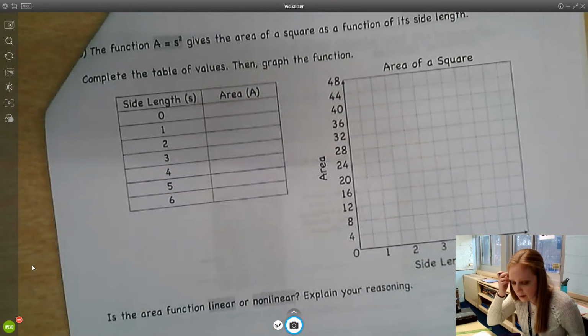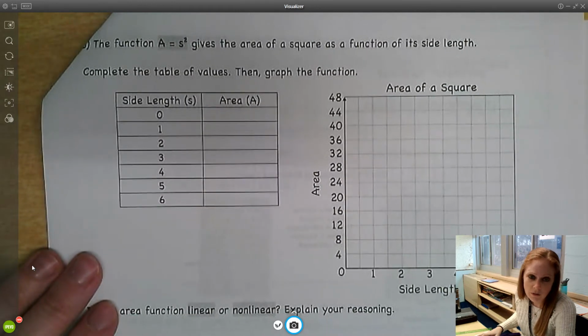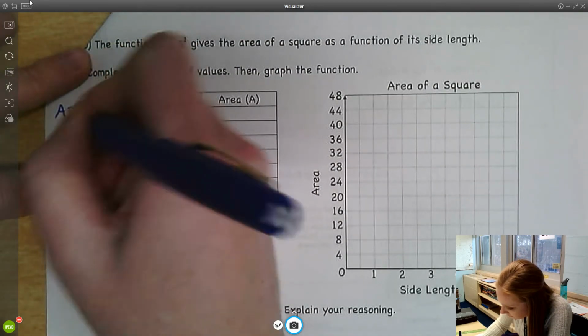All right, that was perimeter. Now let's look at a function with area. Area equals side squared is a formula for giving area of a square. Complete this table using that formula. Okay, so we have our formula, area equals side squared.